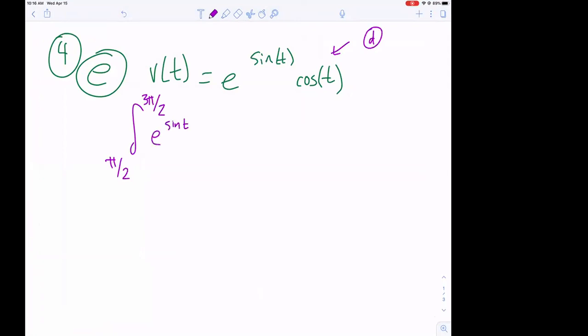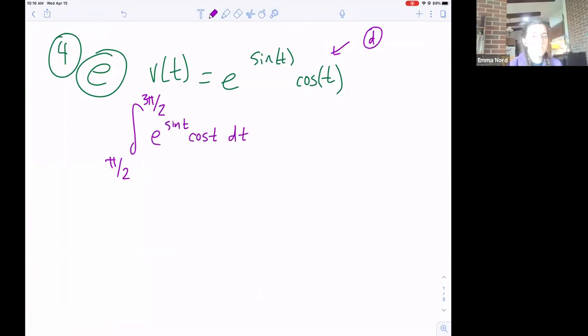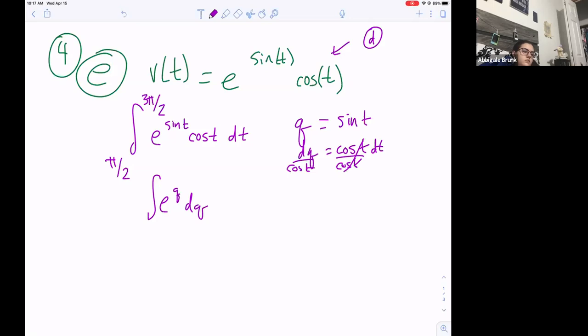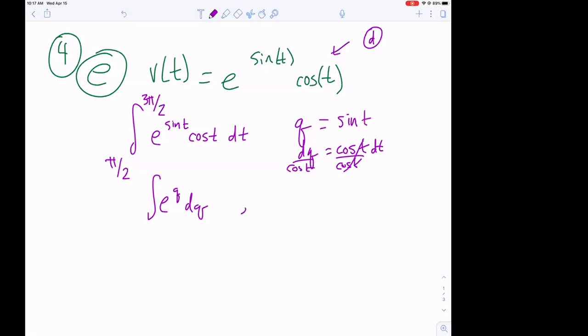What method do you guys want to use to find this integral? Substitution again. Yeah, for sure. With sine again, right? Yeah. Perfect. Because then we're just going to have e to the q dq, because sine goes in there and the cosines cancel out when you move them over again. So what's backwards from e to the q? E to the q. Boom, plus c, but we don't need that. We just need e to the sine t, so we can plug in pi over 2 and 3 pi over 2.